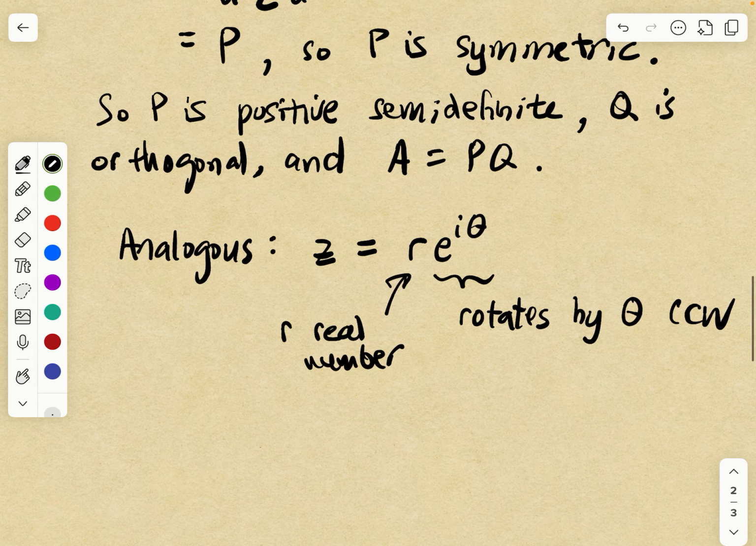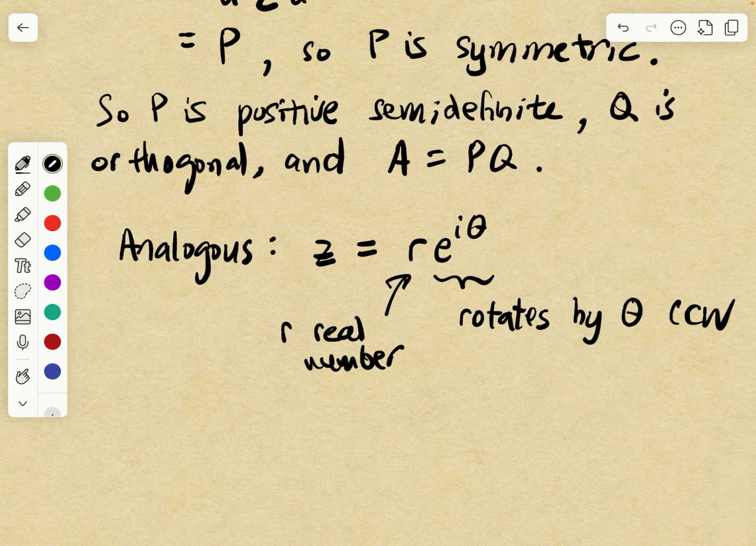Okay, so this A equals PQ decomposition is analogous, not exactly the same, but analogous to expressing Z in this polar form. This is the polar form of a complex number. So that explains the name polar decomposition.